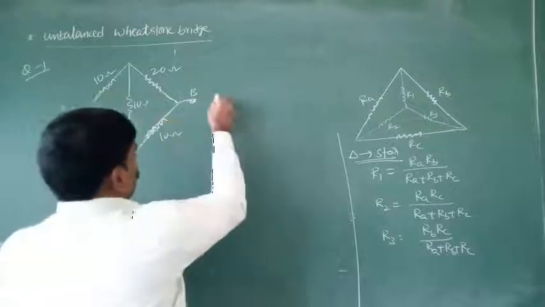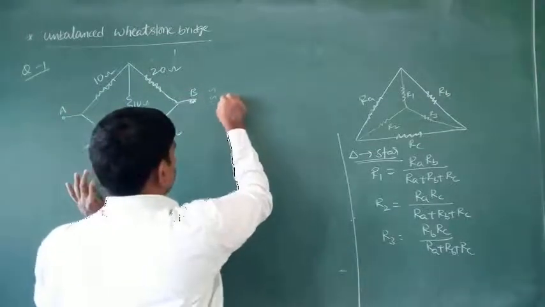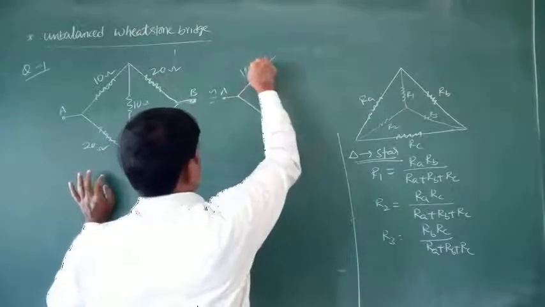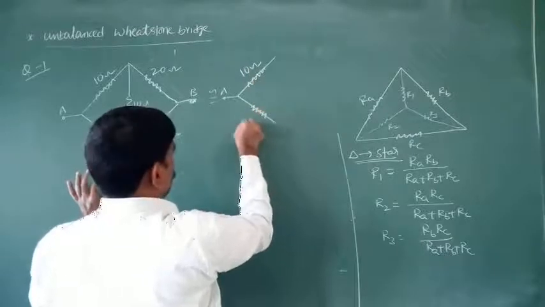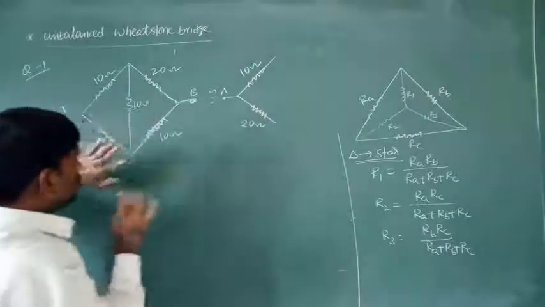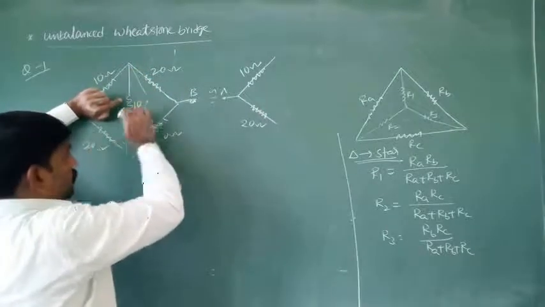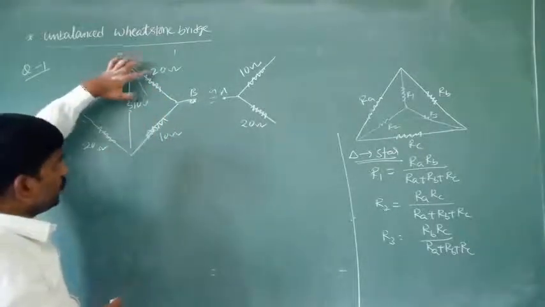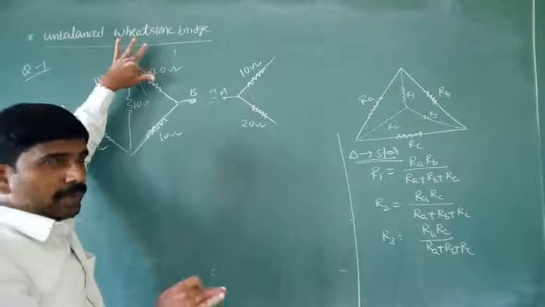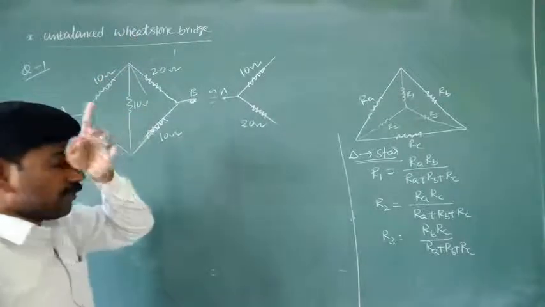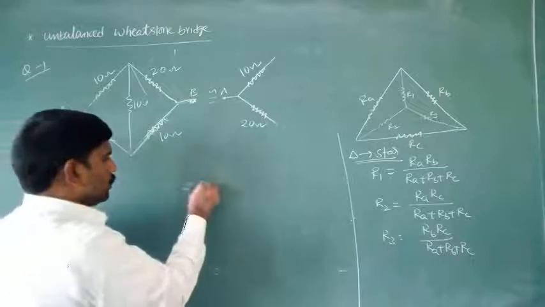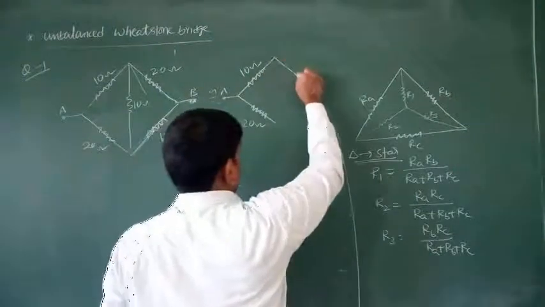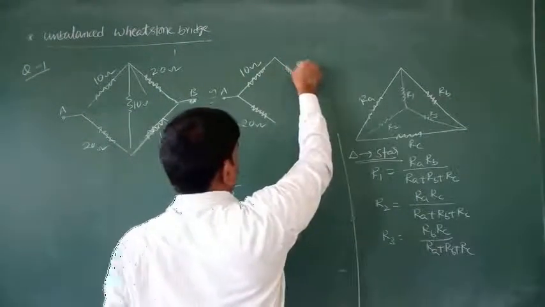So this is equivalent to this: the 10 ohms resistor, the 20 ohms resistor, and right now observe. Here resistance is equal to how much? Product of these two resistors by sum of the resistors. 20 into 10 is 200, 200 by the sum of the resistors, 40. 200 by 40 is nothing but 5 ohms. Here right now this one is equal to 5 ohms.